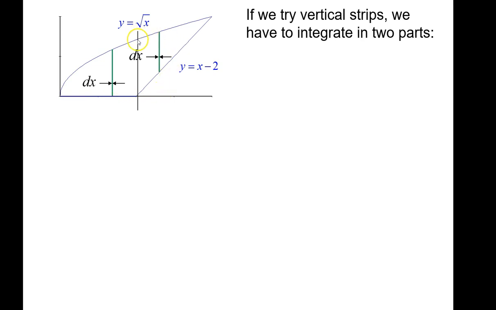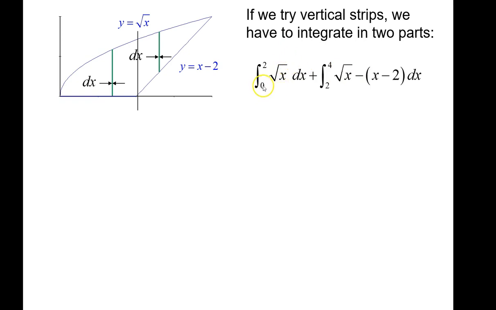But when you get past that point, you've got two functions again that you're working with. The top function is the radical function. The bottom function is the line, y equals x minus 2. So to figure this out, I'm breaking it into two different parts.